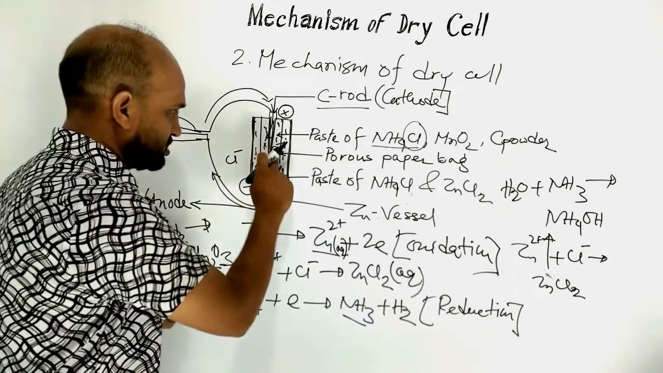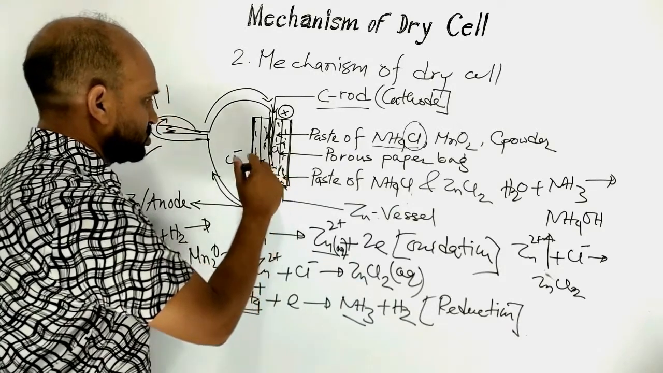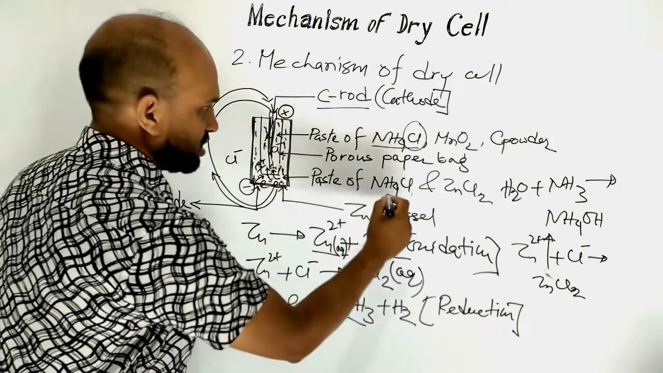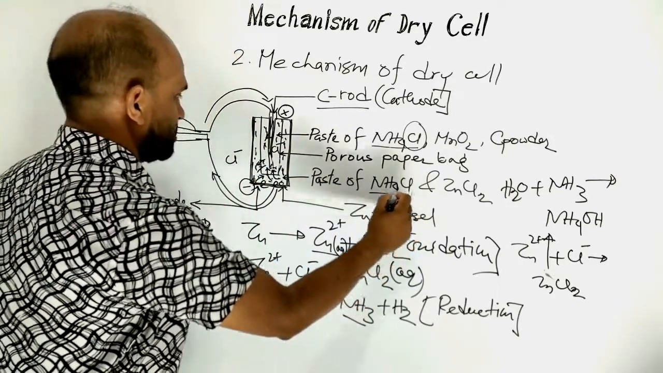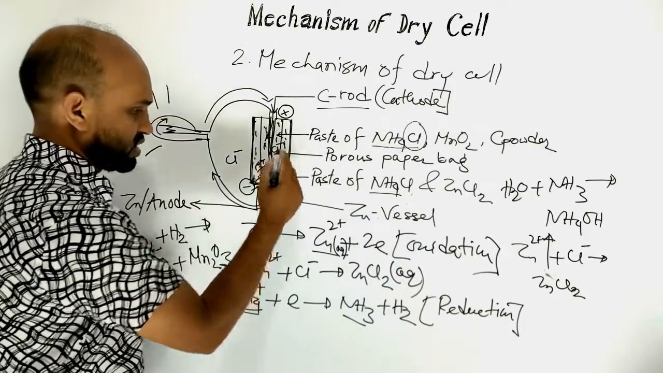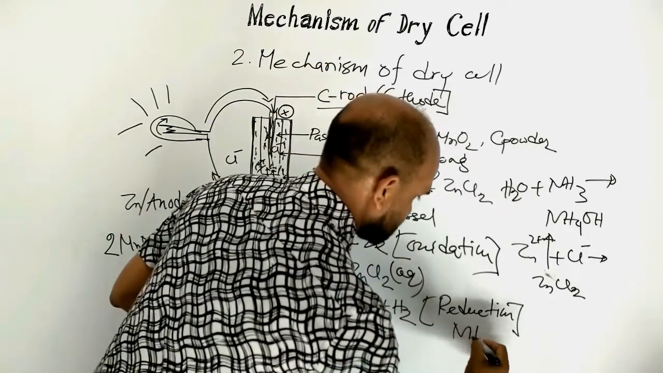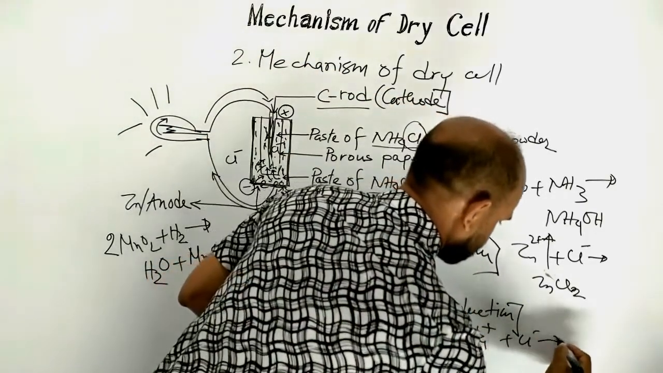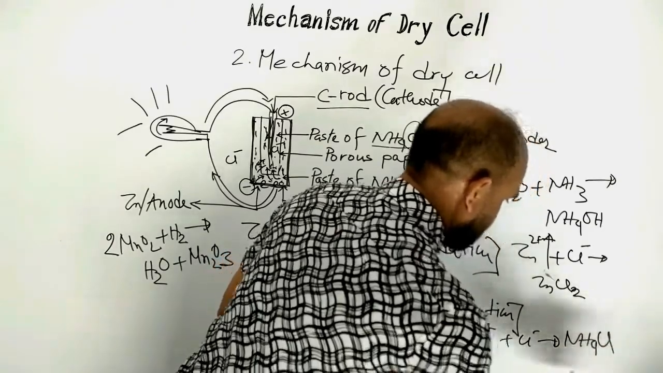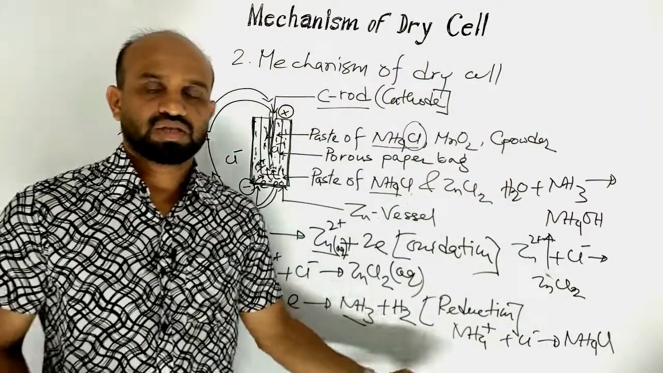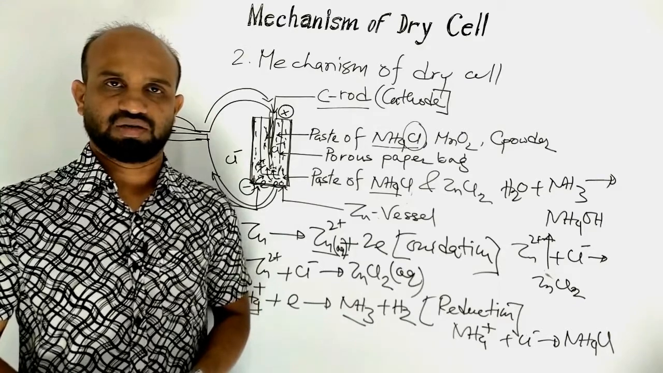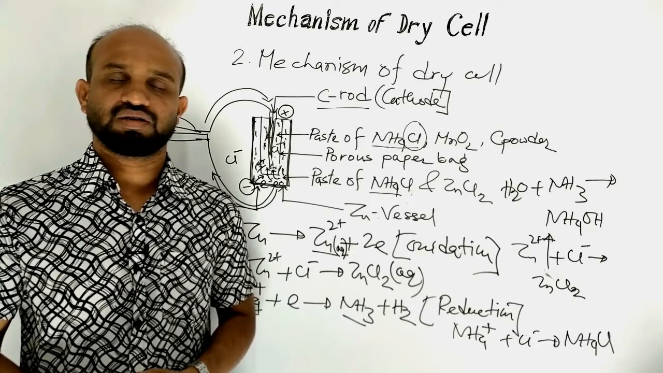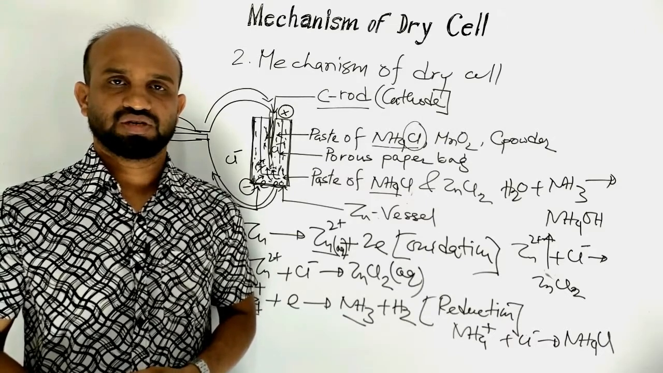To neutralize this negative charge through this porous bag, ammonium ion enters the porous bag to neutralize this chloride ion here, forming ammonium chloride. So this is the function of porous bag. Through the pores, necessary ions can interchange their positions.